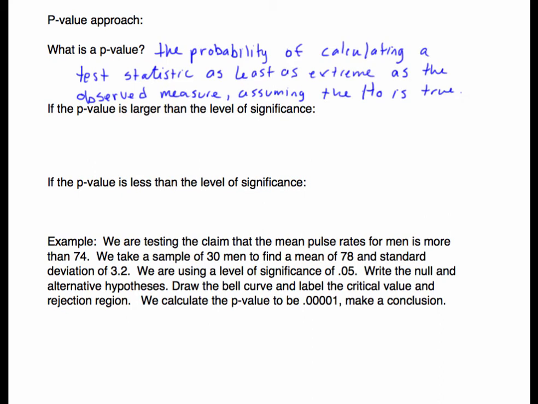The second approach we can use to make a conclusion about a null and alternative hypothesis is called the p-value approach. So a p-value, and it's important to determine what that is first, is the probability of calculating a test statistic at least as extreme as the observed measure, assuming the null is true. A lot of things going on there. So let me just give you a basic example, and it's not going to involve any calculations.